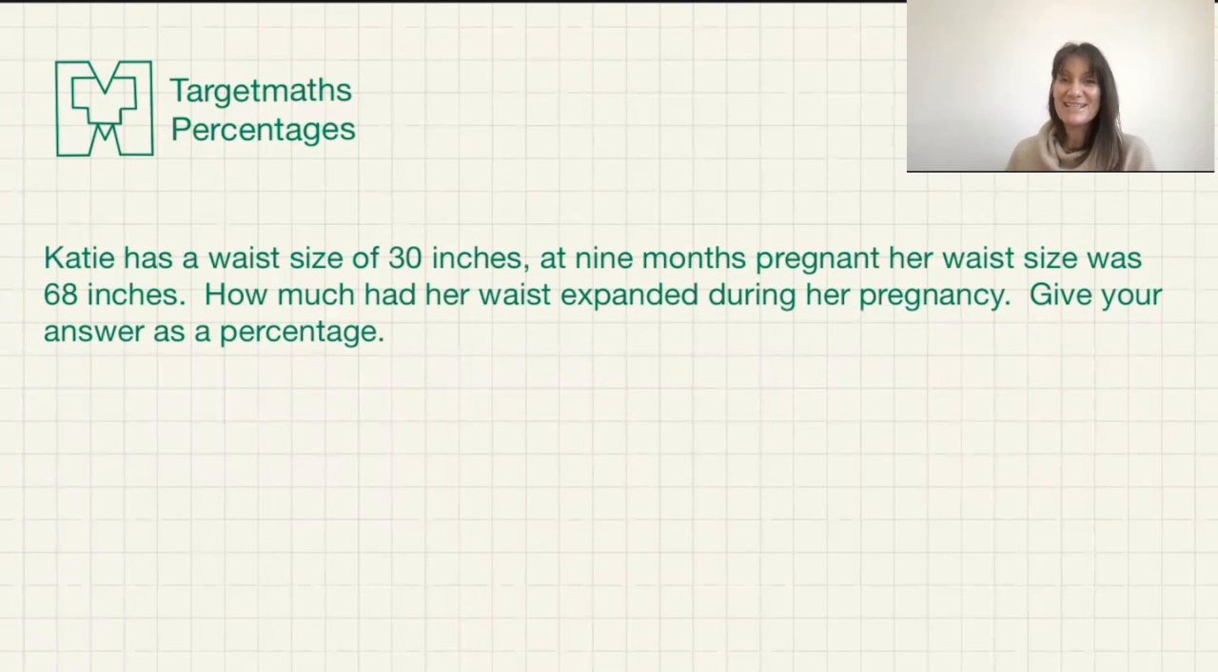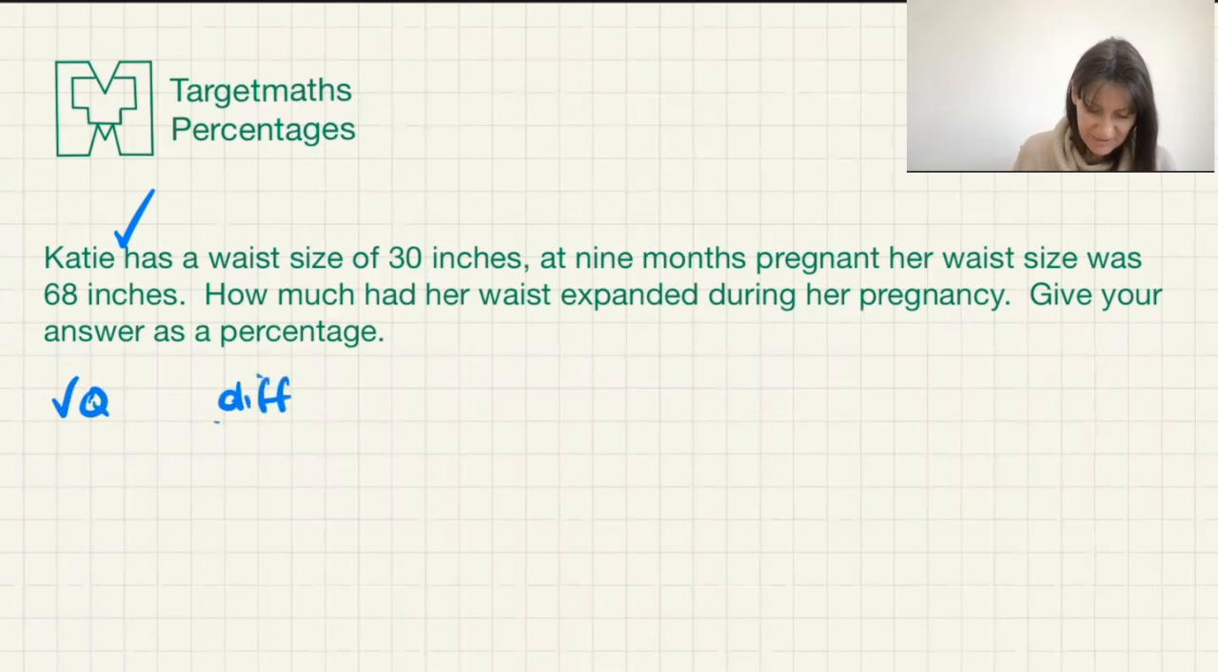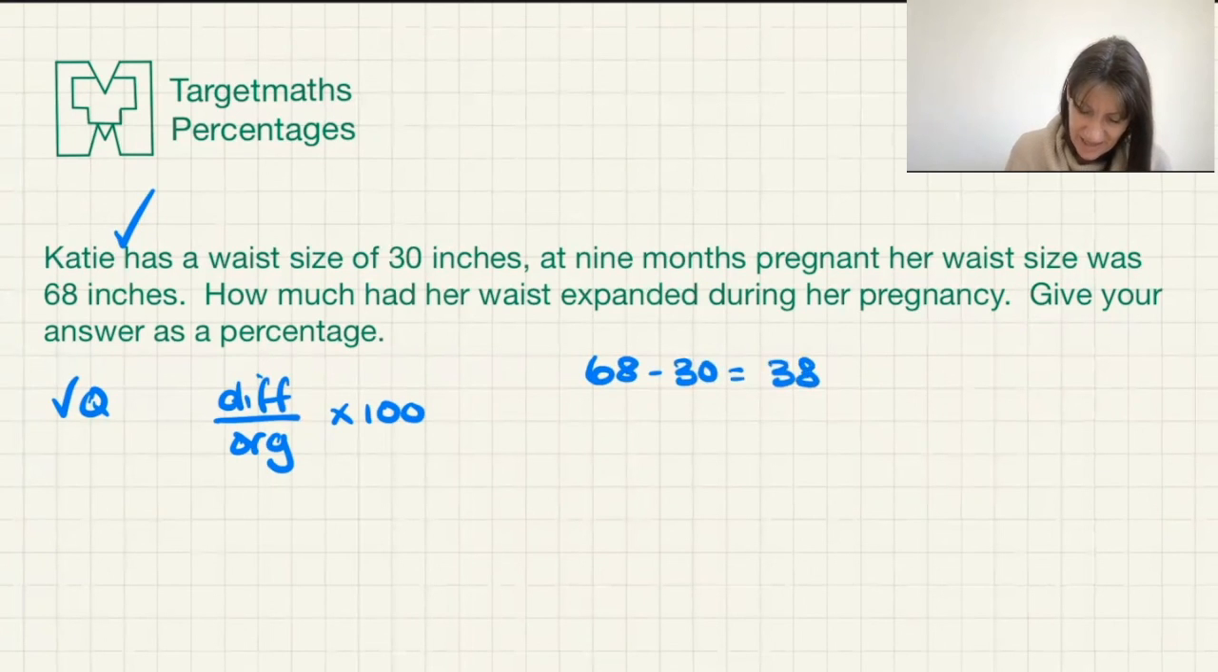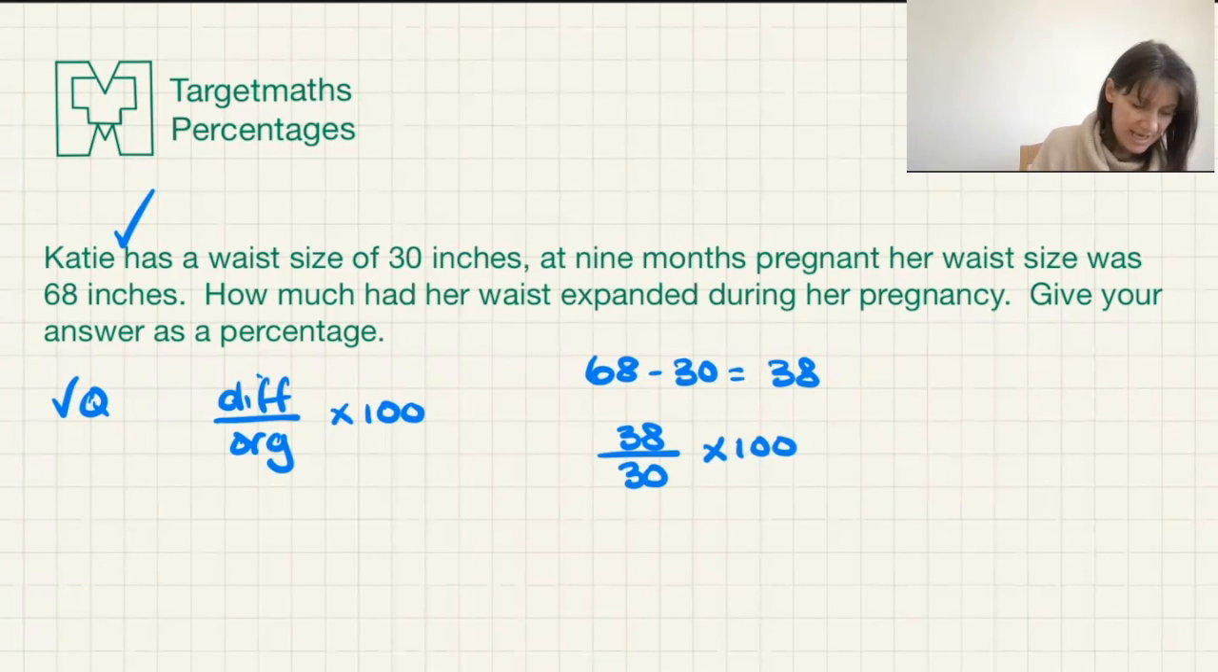Okay, so the waistline is increasing. So there's definitely an increase happening, but there is no percentage. So we've got ourselves a one-tick question. So we should be writing straight away difference over original, and then we need to times that by 100. So we are going to say 68 take away 30 is 38. And then the difference, 38, is going over the original 30. And that's going to get multiplied through by 100. So 38 divided by 30 times 100.